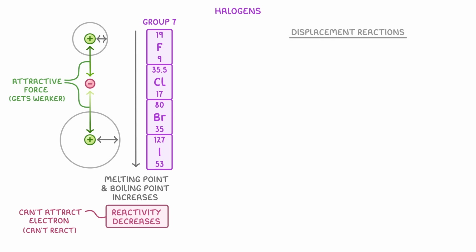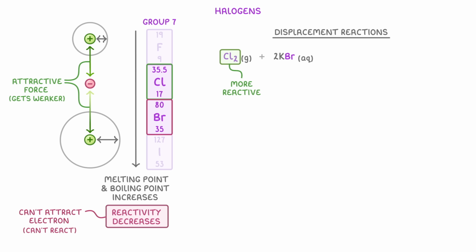Lastly, we need to take a look at displacement reactions. These involve a more reactive halogen displacing a less reactive one. For example, let's imagine that we pumped some chlorine gas into a solution of potassium bromide. As the chlorine is more reactive than the bromine, because it's higher up in the group, it displaces the bromide to bond to the potassium. So effectively, the chlorine has taken the bromine's place to form potassium chloride.